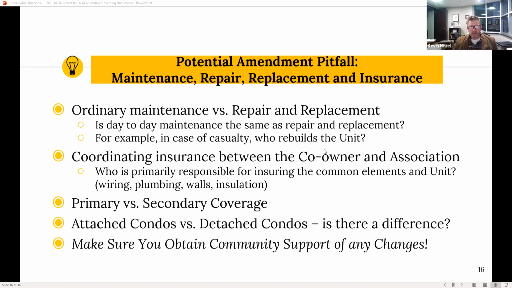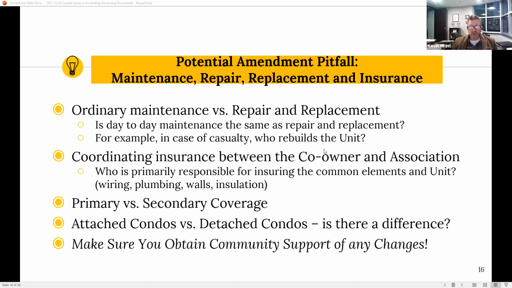Co-owners, as you can imagine, are not really fond of getting more responsibility than they believe they should have. The areas this tends to affect are ordinary maintenance versus repair and replacement. As you look at what your co-owner should be responsible for and what the association should be responsible for, if you're pushing more onto a co-owner because they're in a better position to take care of those things, what about repair and replacement? In case of a casualty, who do you want to rebuild the unit? And then you have other issues also.